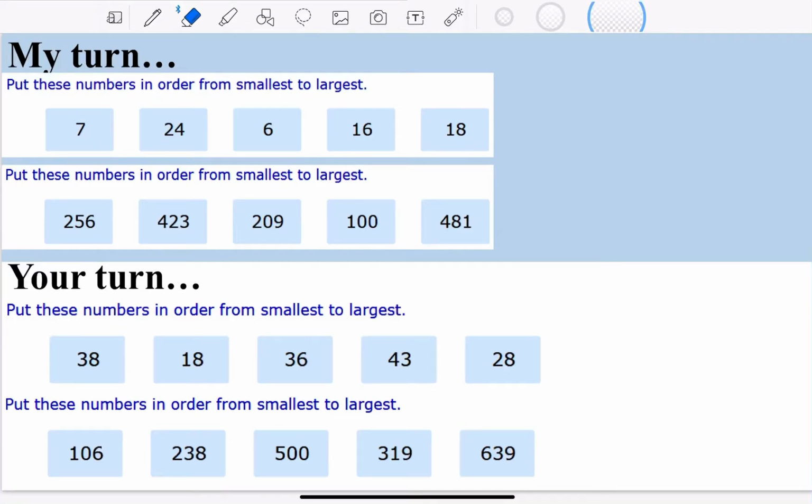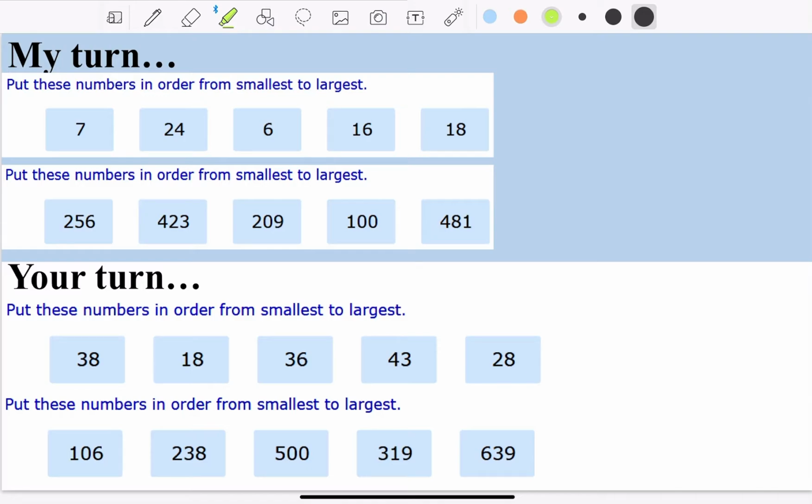My turn. For these questions, we're looking to put these numbers in order, smallest to largest. The easiest way to do this is start by recognizing the highest number. So, take a look through. First of all, I'm going to ignore all the single digit numbers. They're going to be our smaller ones.